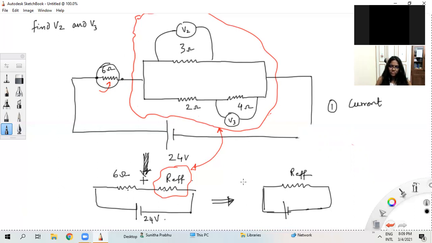Is it okay? Step number one is finding the R effective for this fellow, this block. Step number two is joining these two fellows and finding the R effective. Then step number three is to find the current by using the formula I is equal to V by R. Okay. So first tell me the R effective for this block.